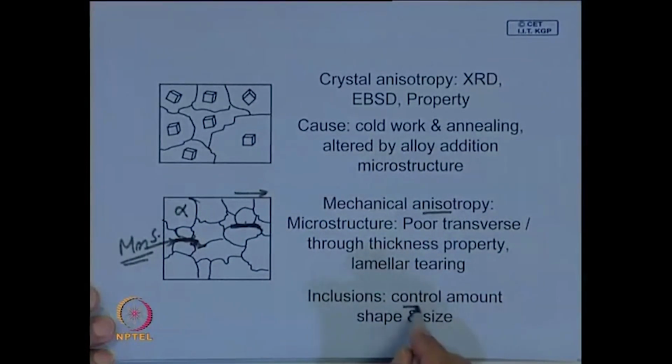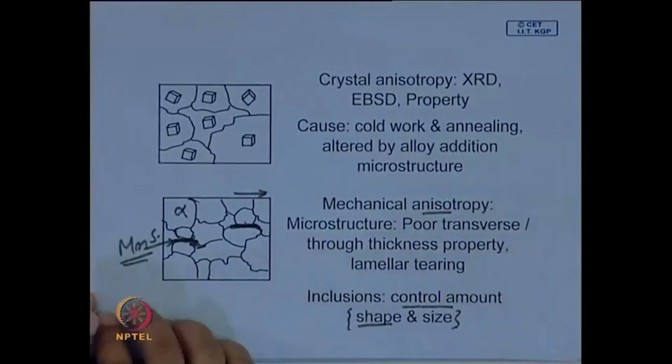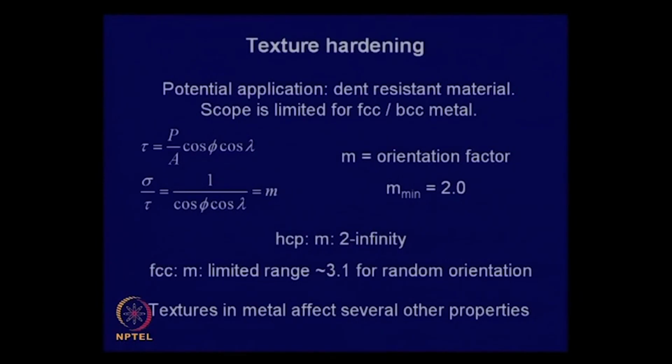You can control the amount, so have as little inclusion in the material as possible, and also try to control its shape and size. By controlling shape and size, you can try and make the material as isotropic as possible. Now, since materials have different properties along different directions, is texture hardening a possibility?